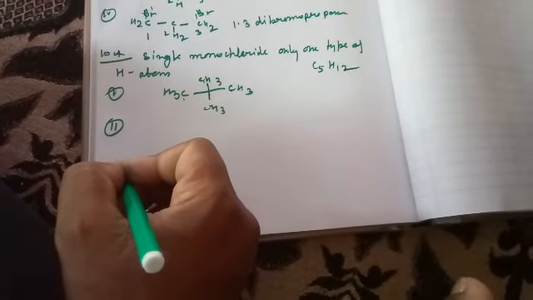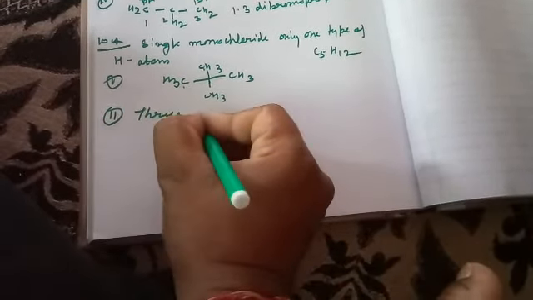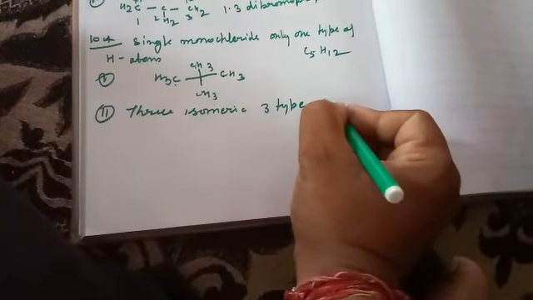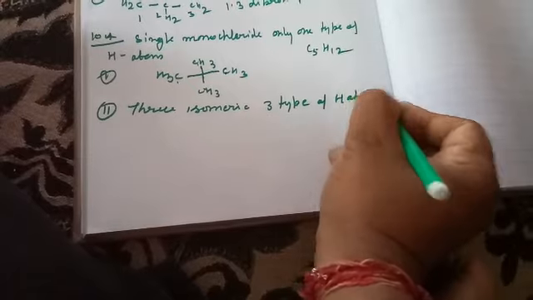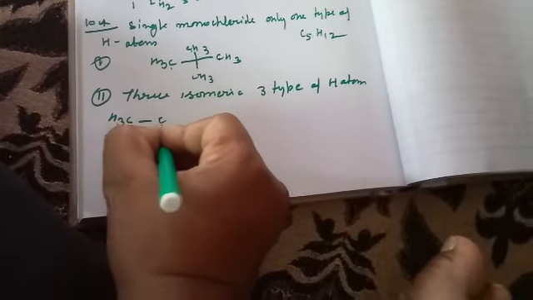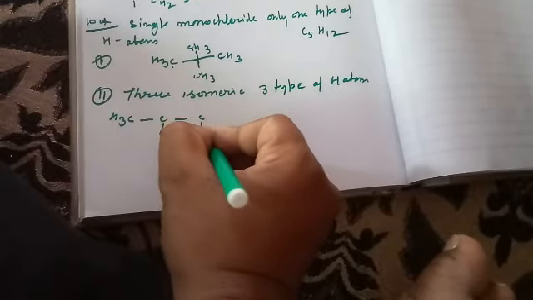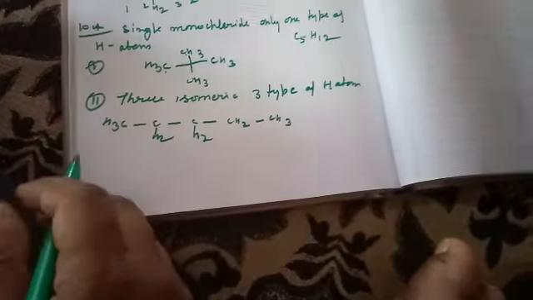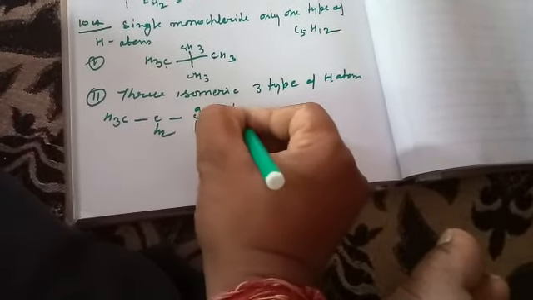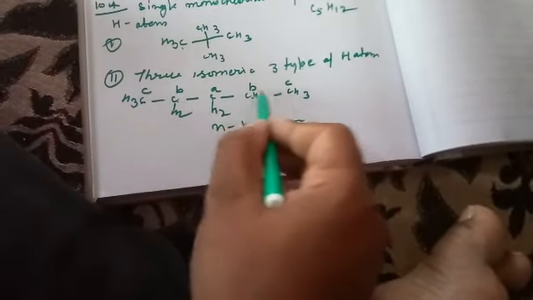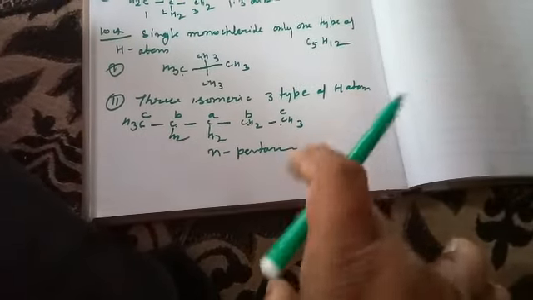Second kind of isomer gives three isomeric monochlorides, three types of H atoms: CH3, CH2, CH2 and CH3. This one is represented by A, B, C, B and A, also known as n-pentane, because 1, 2, 3, 4, 5 carbon chains are occupied in this structure.